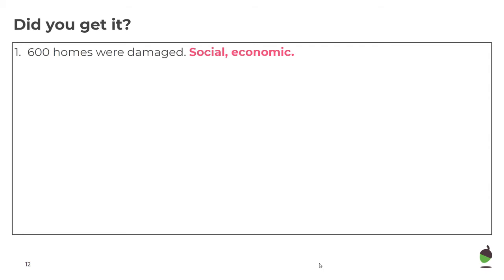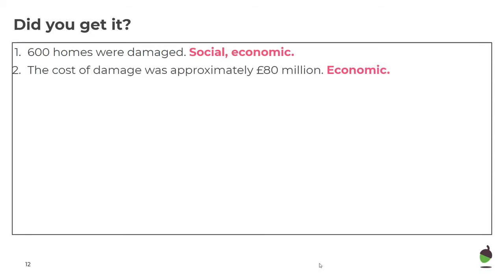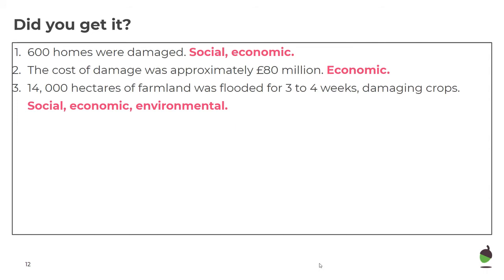So number 1, 600 homes were damaged, social and economic. Social, because people may lose their belongings, and the situation does cause worry and anxiety. And economic, because it can be very expensive to repair the damage. Number 2, the cost of damage was approximately £80 million. This is economic. Number 3, 14,000 hectares of farmland was flooded for 3 to 4 weeks, damaging crops.